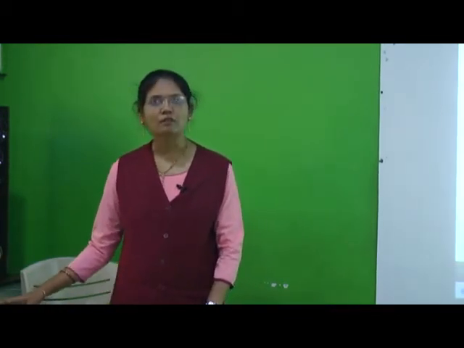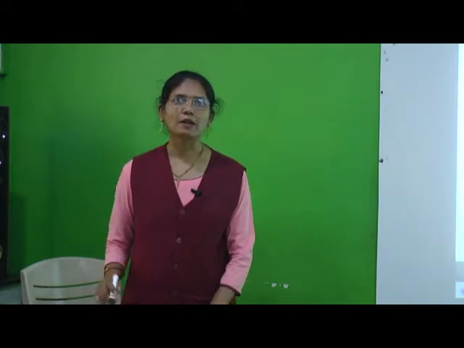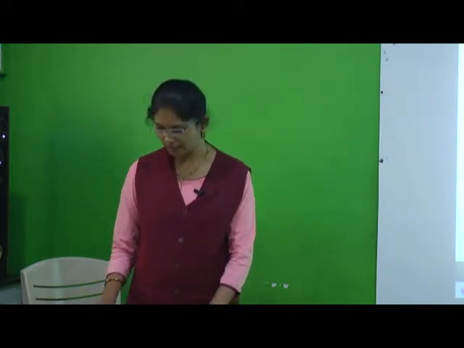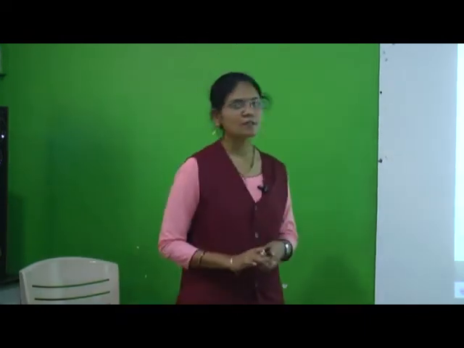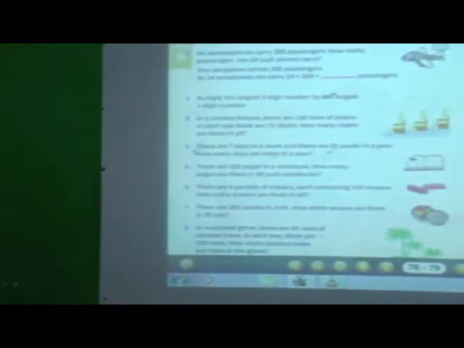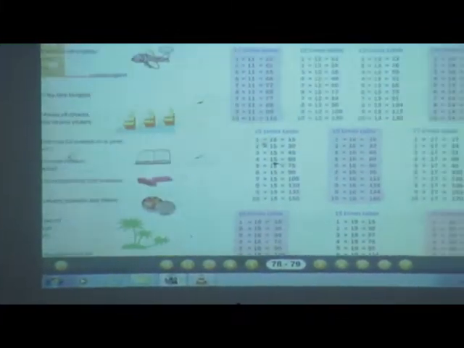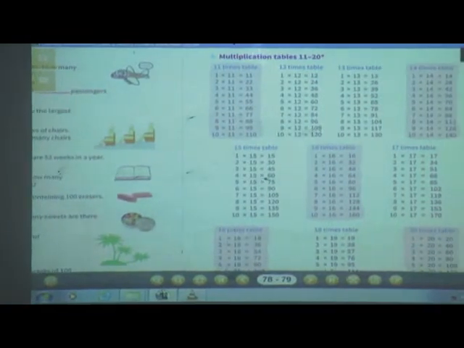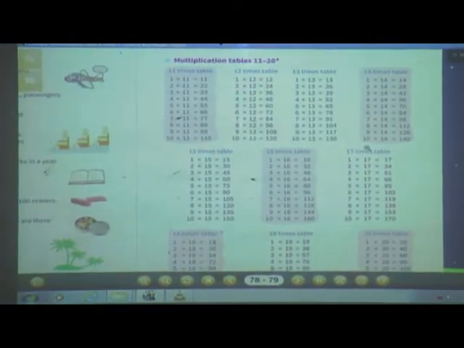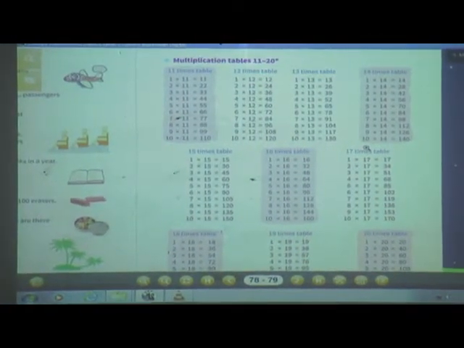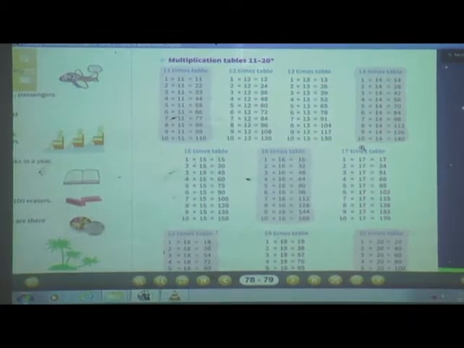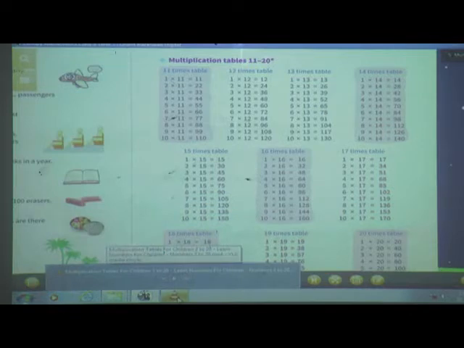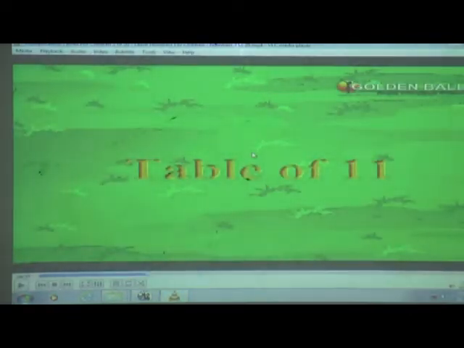Dear students, in our last session we have completed exercise 5.10, that is story sums. Now today we are going to see the last part of this chapter, that is multiplication tables from 11 to 20. Open your textbook, page number 79. You have to keep this page in front of you, and here I am going to show you one video of tables from 11 to 20. You have to keep your textbook in front of you and say the tables. Are you ready for that?